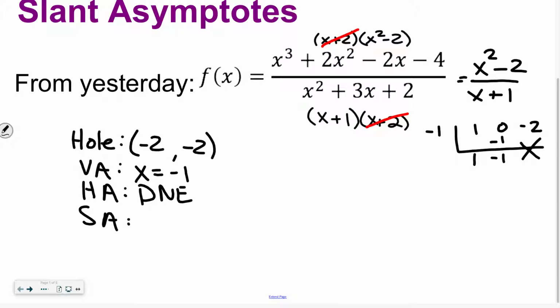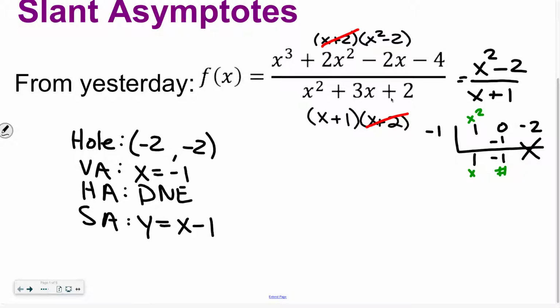And remember, I don't care about the remainder. So if you're using synthetic, this was x squared, so this is x and this is your number. And our slant asymptote is at y equals x minus 1. Okay. And that's the same result we got with long division. So if you're looking at that and you're like, yeah, I prefer synthetic, you can do it. I like long division on slant asymptotes because the x's just come in the answer.